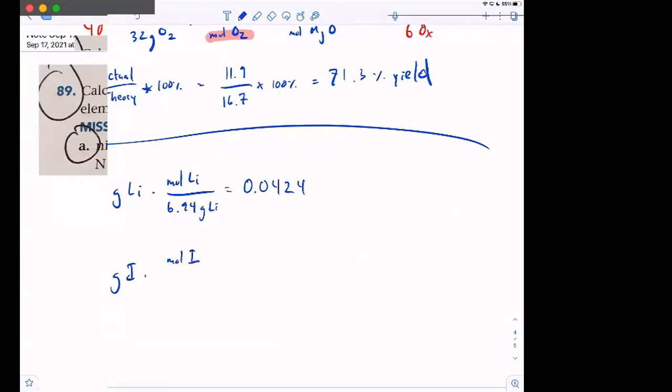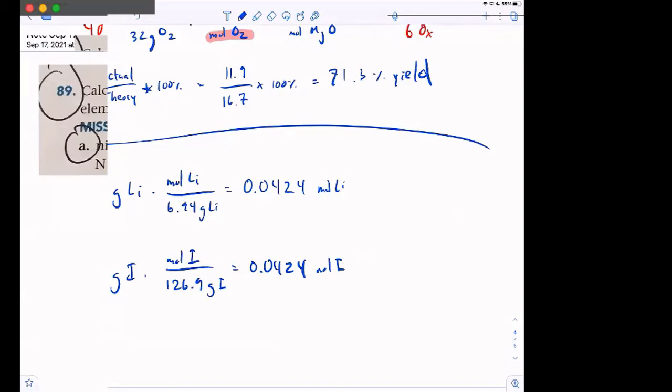Then moles iodine to 126.9 grams iodine. 0.0424. I think I got mixed up on this one, because then that should just be 1-to-1. Sorry, this sounds stupid. I printed out the periodic table and it's kind of fuzzy, so I thought iodine was 176.9 grams, and that's what screwed me up. Okay, sorry about that.